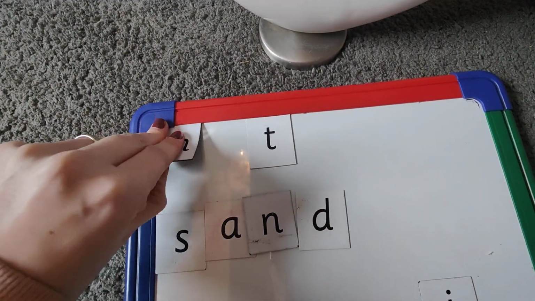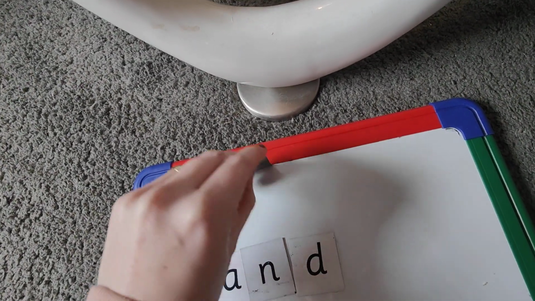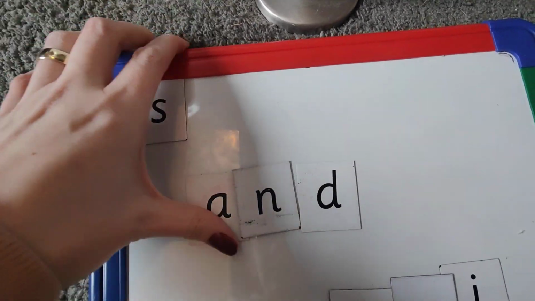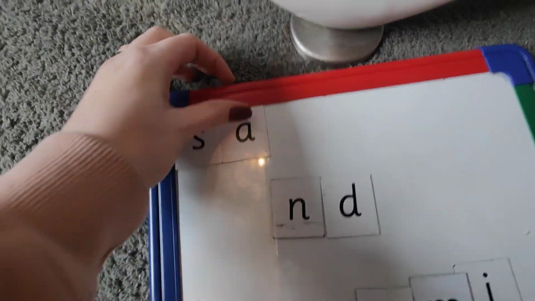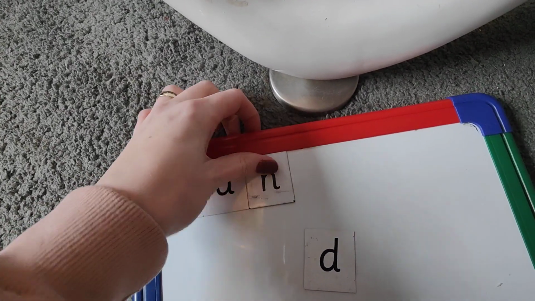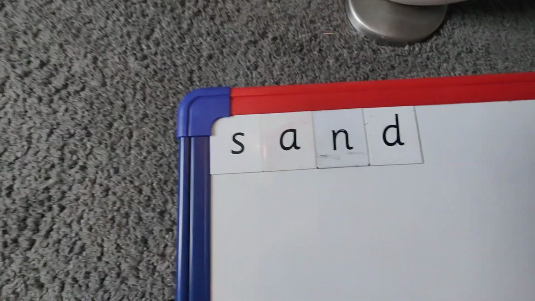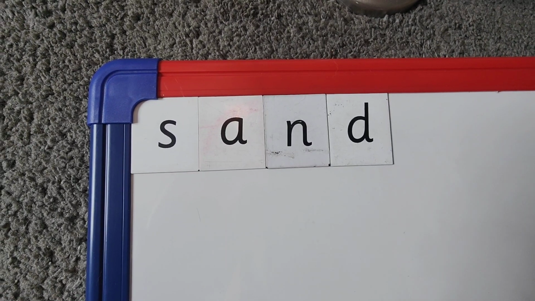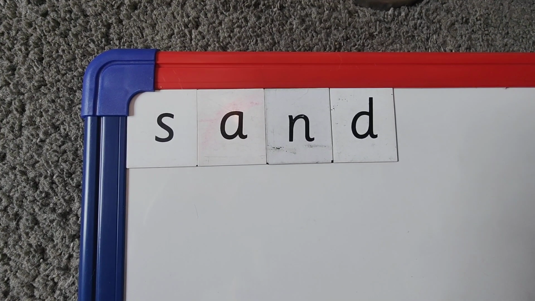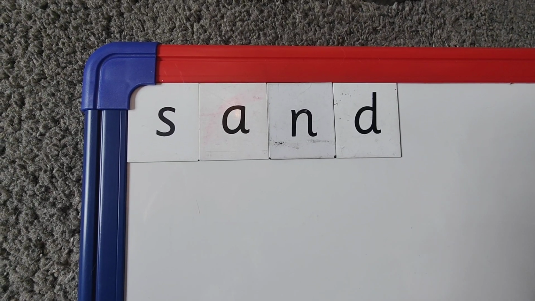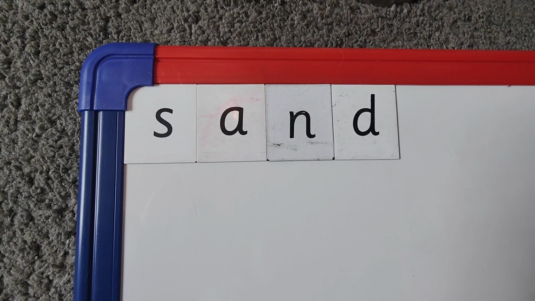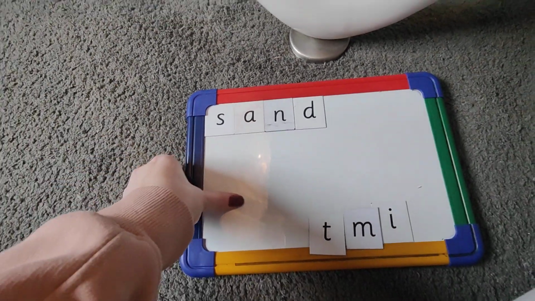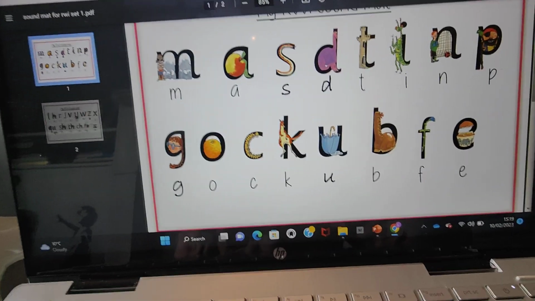Sand is a 4-letter word, and it uses phoneme sounds. It uses these sounds here that are made up of one letter, and each letter has a pure sound which matches it. And when the sounds are pushed together, we can blend and read a word. For example, sand, sand, sand.